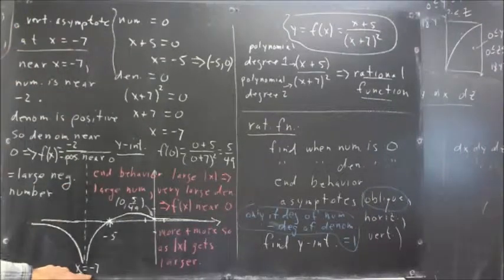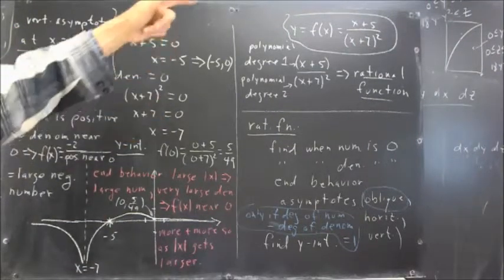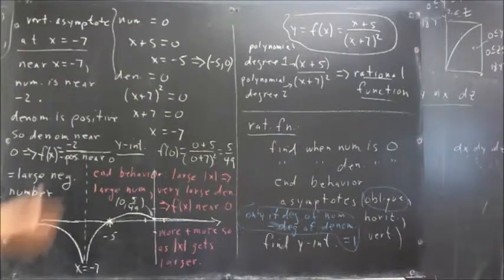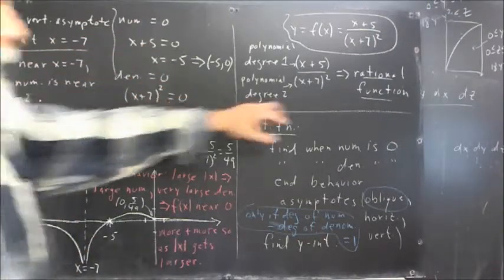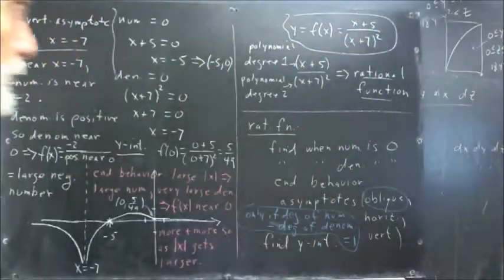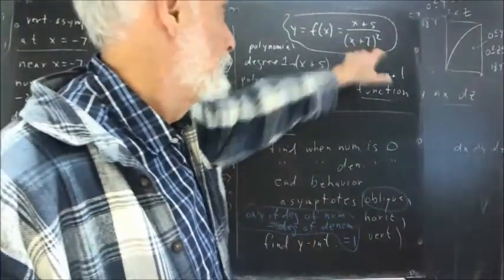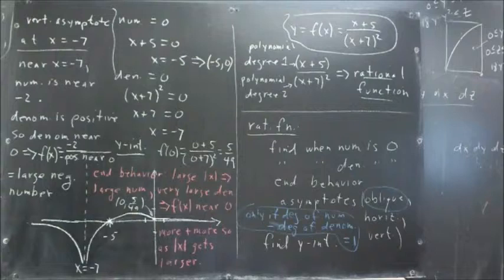At x equals negative 7, the denominator is 0 and the numerator is not. So we have a vertical asymptote at x equals negative 7. We notice that anywhere to the left of x equals negative 5, the numerator is going to be negative, so that we're dividing a negative by something that approaches 0. And also, the denominator is never negative. The denominator is always positive, except at x equals negative 7, where it's 0. The function isn't even defined at that point.